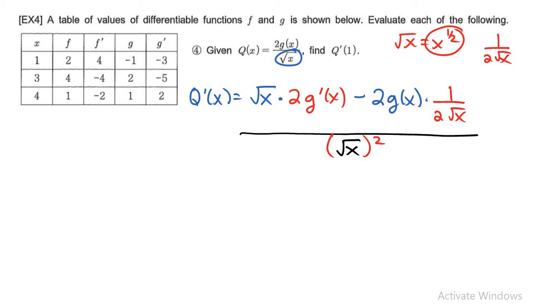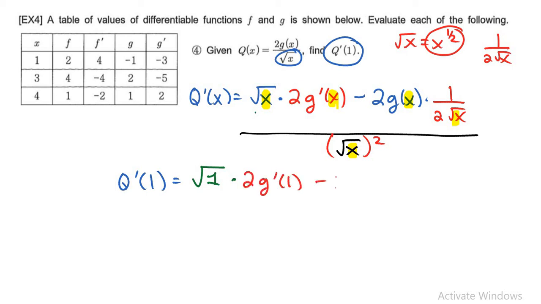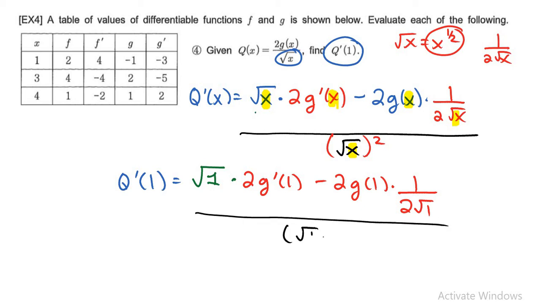Okay, so let's go ahead and find the derivative value. So I need to find the derivative value at q prime of 1, so when x equals 1. So once again, anytime you see an x value, these x's are going to be replaced with 1. So if I continue the problem, this will be root 1 times 2g prime of 1 minus 2 times g of 1 times 1 over, I'll write this as 2 root 1. All divided by, the denominator would be root 1 all squared.